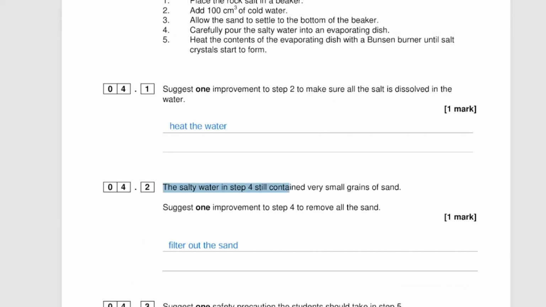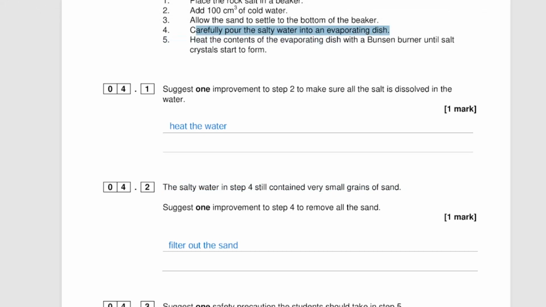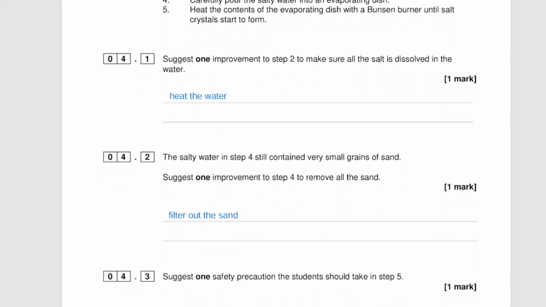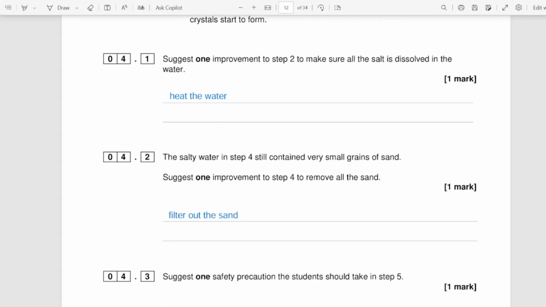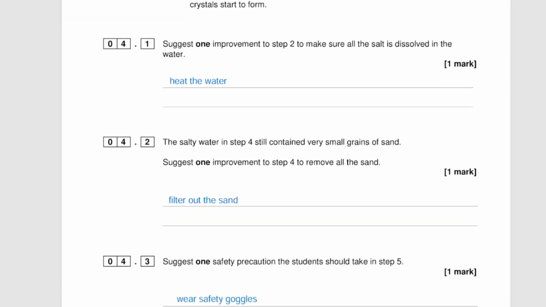And the salty water in step 4 still contains very small grains of sand. Suggest one improvement to remove all the sand. And this, instead of just carefully pouring the salty water and hoping none of the sand gets into it, you could just filter out the sand. And suggest one safety precaution the student should take in step 5. Now, you can see in step 5 they heat the contents. So what you need to do is wear safety goggles to make sure no salt water splashes up into your eyes due to it boiling or something. Although it probably wouldn't be boiling. No, it probably would be boiling actually.